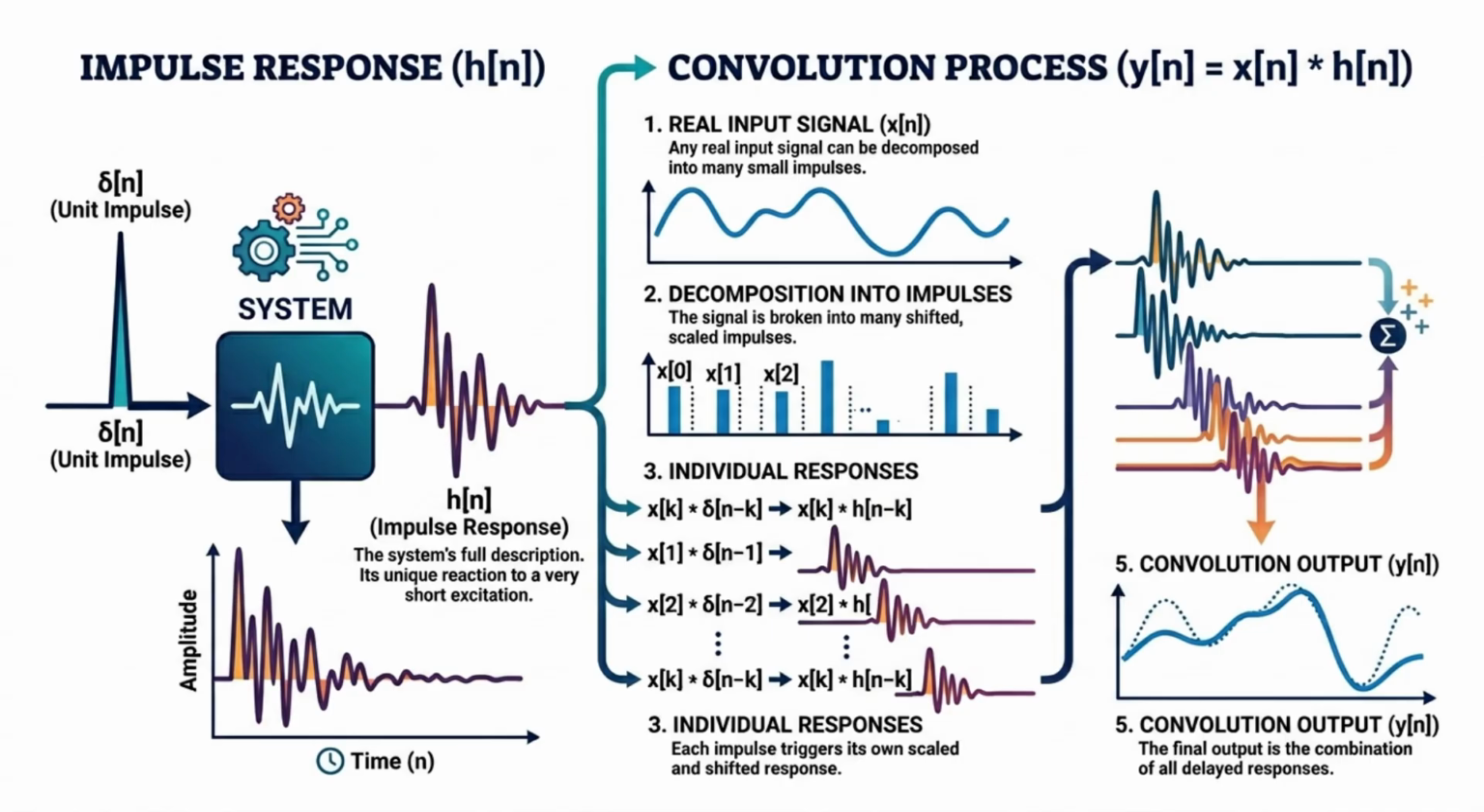The key concept behind convolution is the impulse response, which fully describes how a system reacts to a very short input excitation. Any real input signal can be decomposed into many small impulses, and the system's response to each impulse is accumulated over time to form the final output.